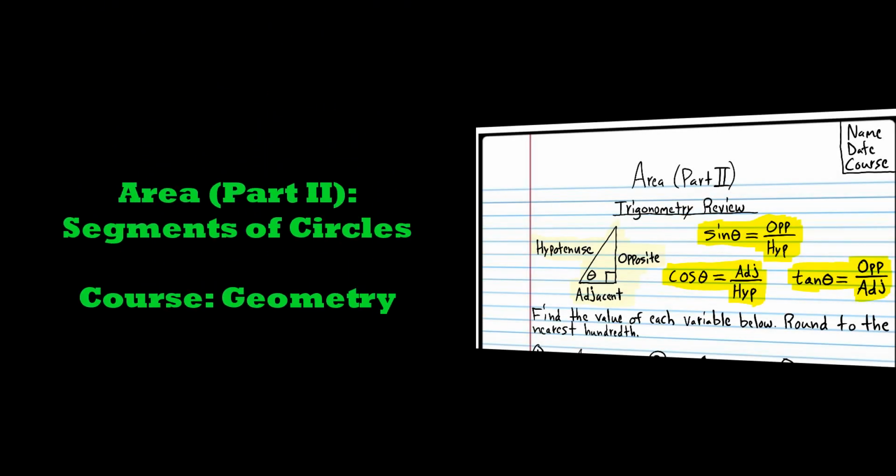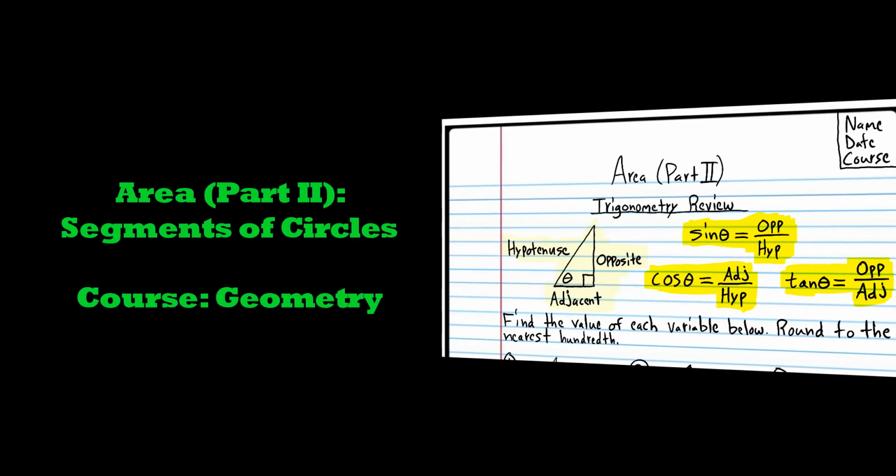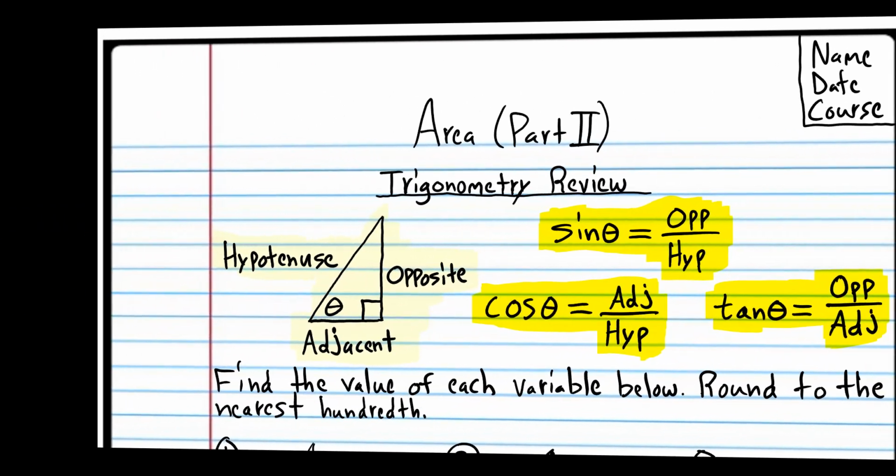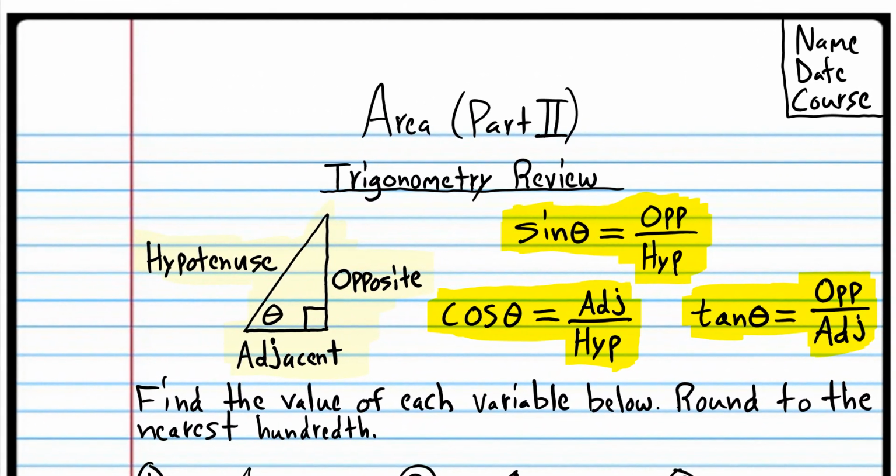This is my geometry course. Today we're going to continue to learn area. If you haven't done the homework completely and correctly from the last class, do that homework before watching this video. Now in this course we're going to learn how to find the area of the segment of a circle, which we're going to do today.